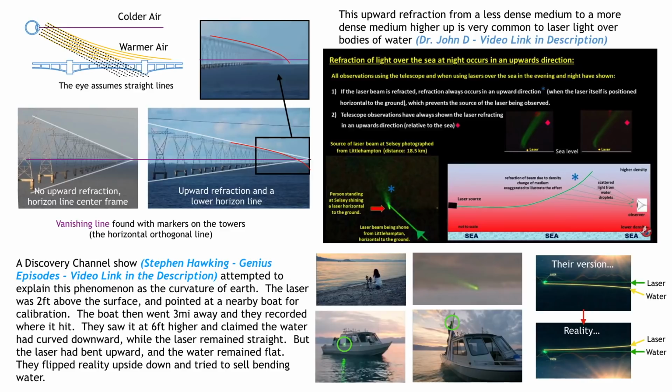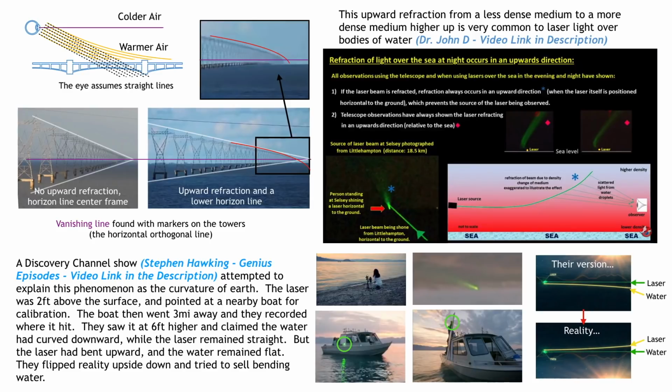So what's interesting is there's a Discovery Channel show called the Stephen Hawking Genius Episodes, and a video link will be in the description, where they attempted to explain this phenomenon of upward refraction as the curvature of Earth. So the laser was 2 feet above the surface, and it was pointed at a nearby boat for calibration.